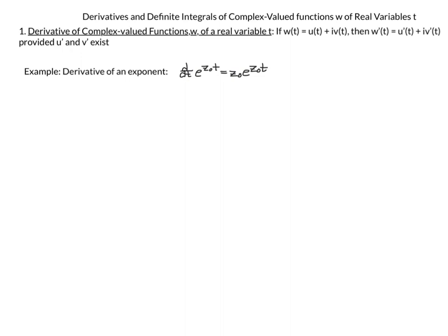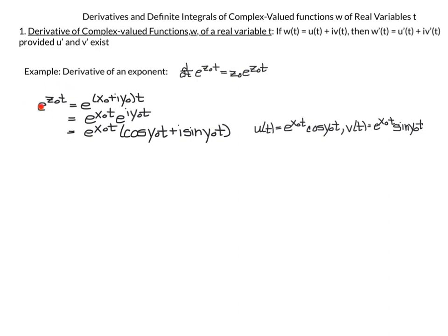And here I've made some space so we can go through the derivative of e to the z naught t. So here I've started by writing e to the z naught t. I've written z as x naught plus i y naught. So I have e to the (x naught plus i y naught) t. And then using my properties of exponents, I have e to the x naught t times e to the i y naught t.